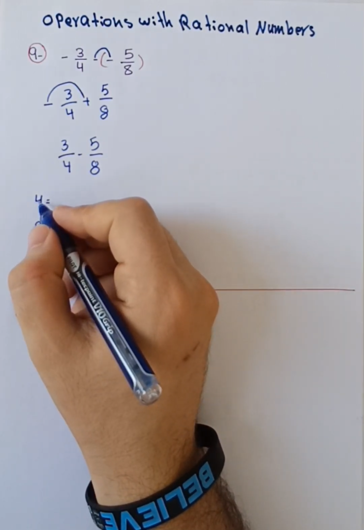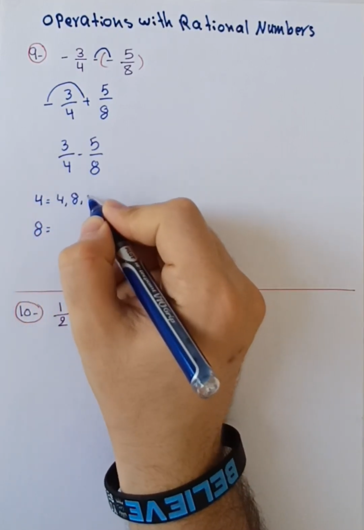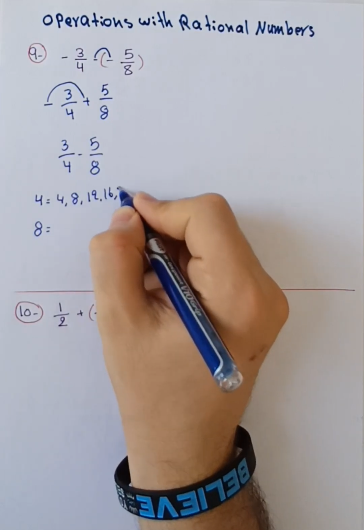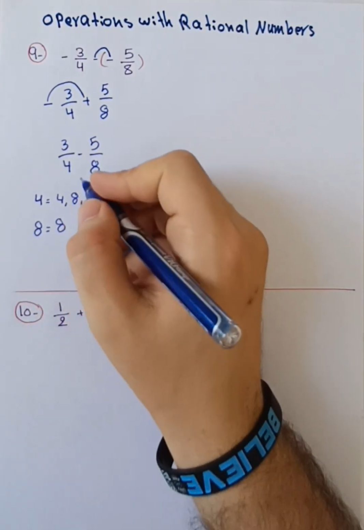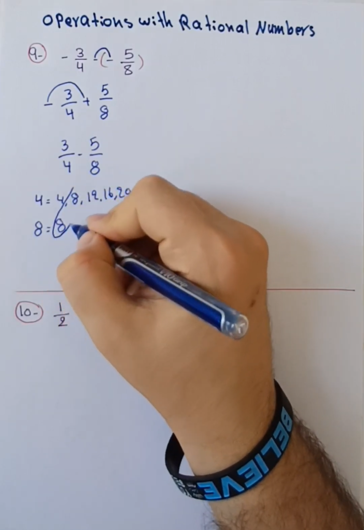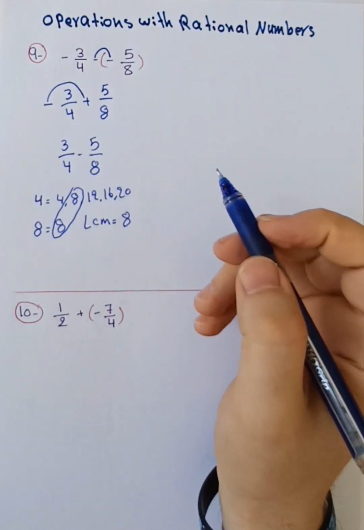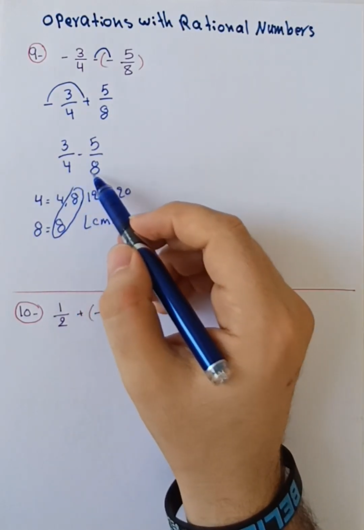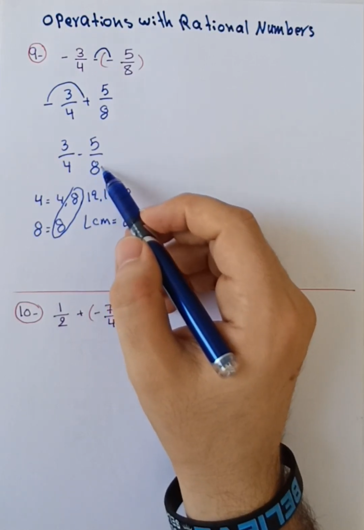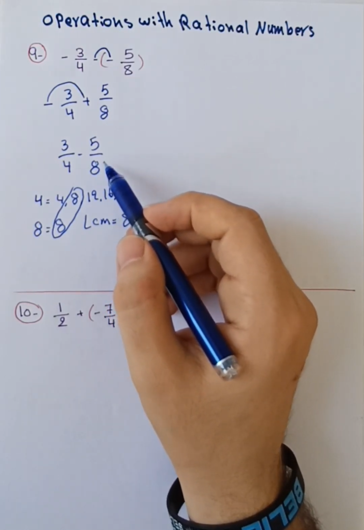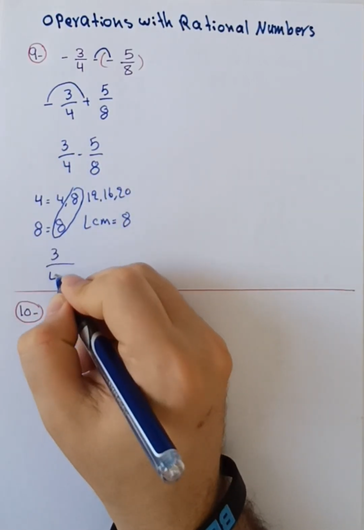For 4 we can write 5 multiples: 4, 8, 12, 16 and 20. For 8 we have 8. It doesn't need to be continued because we have repeating numbers. Least common multiple equal to 8. Now we have to look at the denominators. The denominator of this fraction is 8, so it doesn't need to change, but the first fraction, 3 out of 4, we have to change.